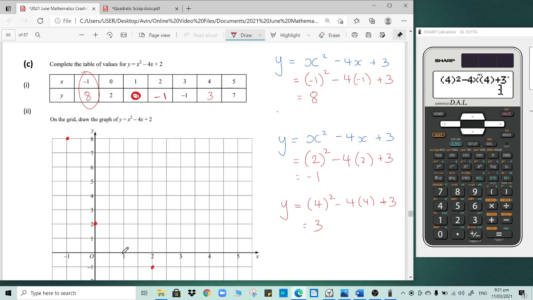At 1, it's supposed to be 0, so it's supposed to be on the x-axis. 3 is minus 1. 4 is 3. 5 is 7.